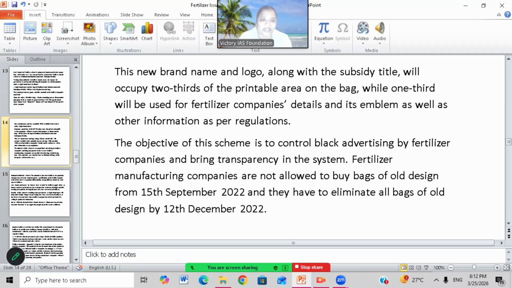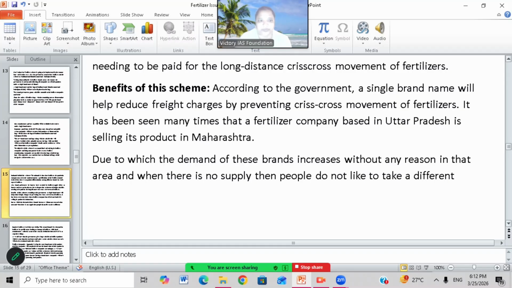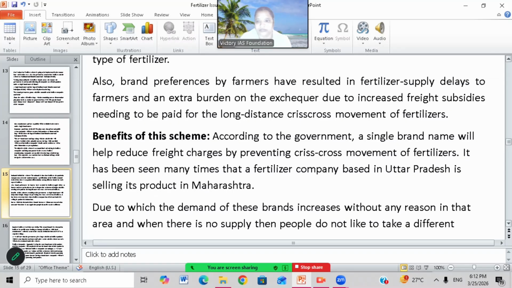Fertilizer manufacturer companies are not allowed to buy bags of old design from September. So they must not use the old design bags. Now onwards, only the new design bags, whatever the government has given, they have to use. They have to fill the fertilizer in the new bag, and two-third of the bag space will be given to the Bharat brand name and logo of the Yojana. Only one-third will be given for the company details.